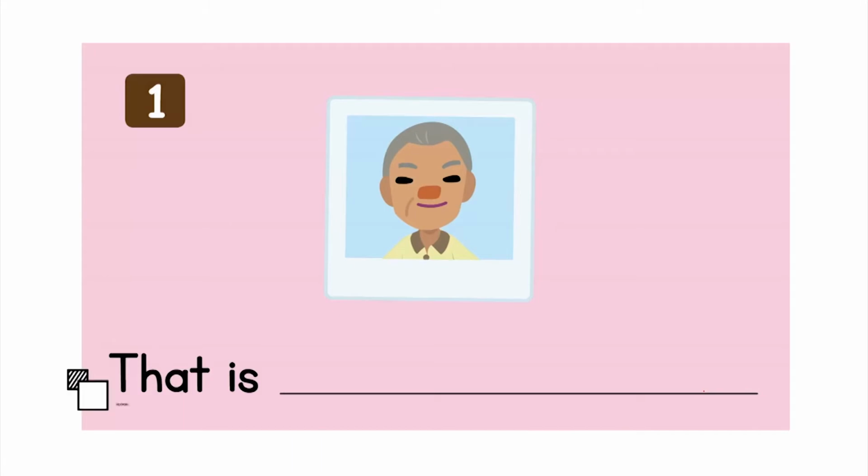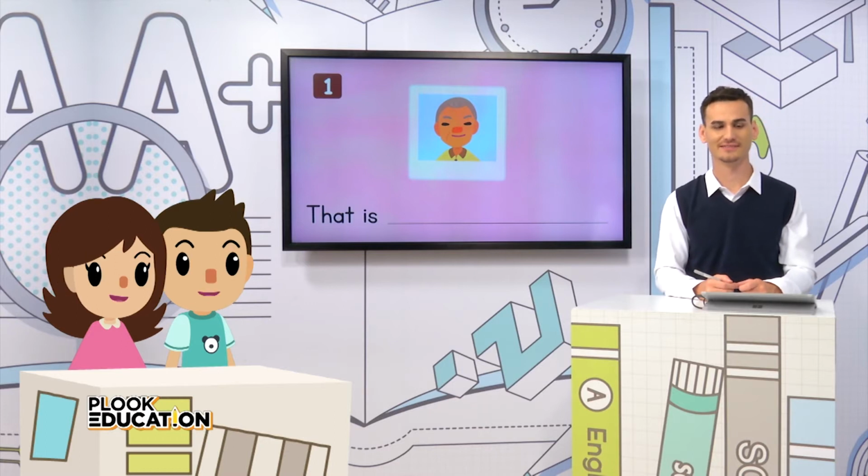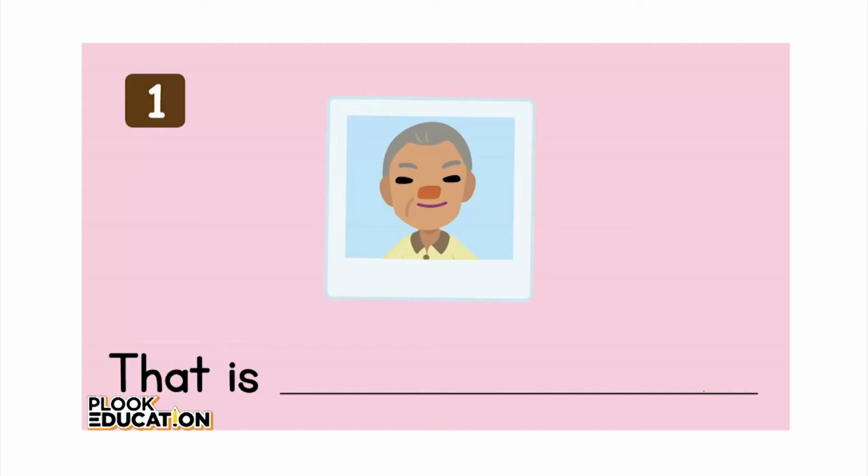The question is, who is that? That is my grandfather. Good job. You try it too. That is my grandfather. Looking at the sentence, it looks like we're missing two words. That's right, my grandfather. We're missing the word my, M, Y, and also the word grandfather. How do you spell grandfather?